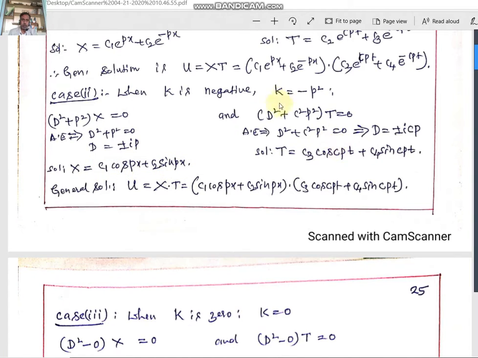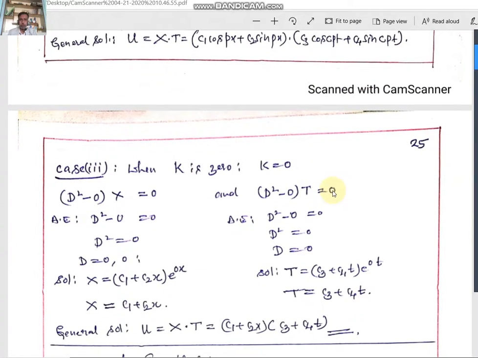Similarly, in the second equation, take k is equal to minus p square, (d square plus p square c square p square) into t is equal to 0. Then t becomes c3 cos cpt plus c4 sin cpt. So write the product of these two functions, that is u is equal to xt, the product of these two solutions, which will make the general solution when k is negative.